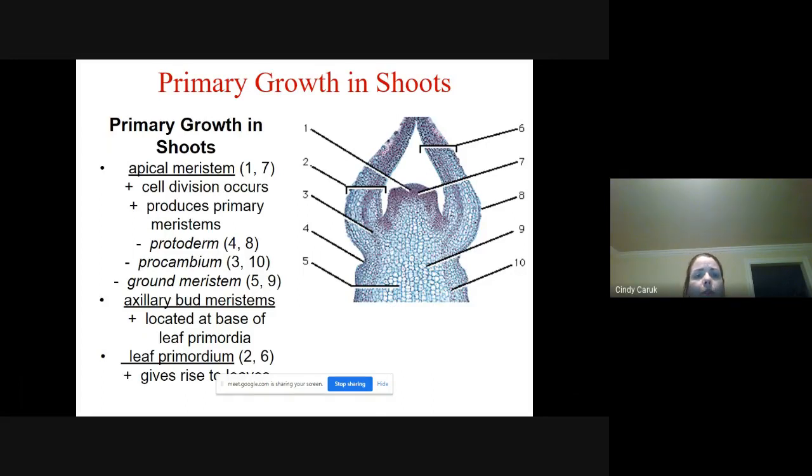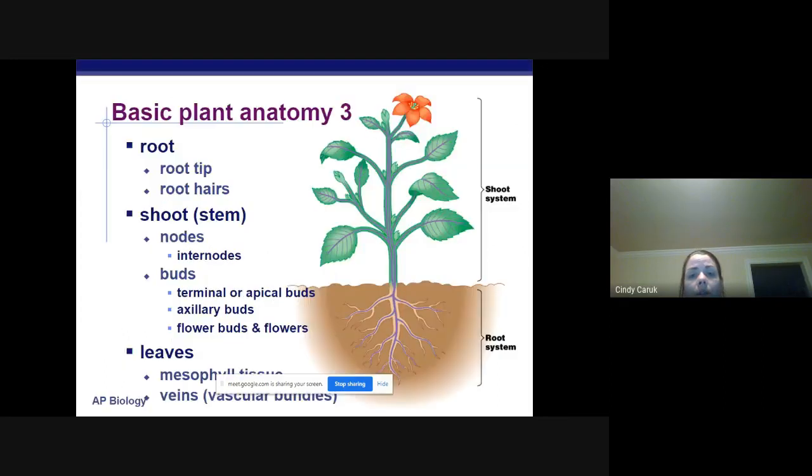Primary growth in our shoots, we have our apical meristem in 1 and 7. Right, so those are again going to make the protoderm, procambium, and ground meristem. Axillary bud meristem, that's at the base of the leaf primordia. And then the leaf primordia, which is 2 and 6 here, those are going to give rise to your leaves.